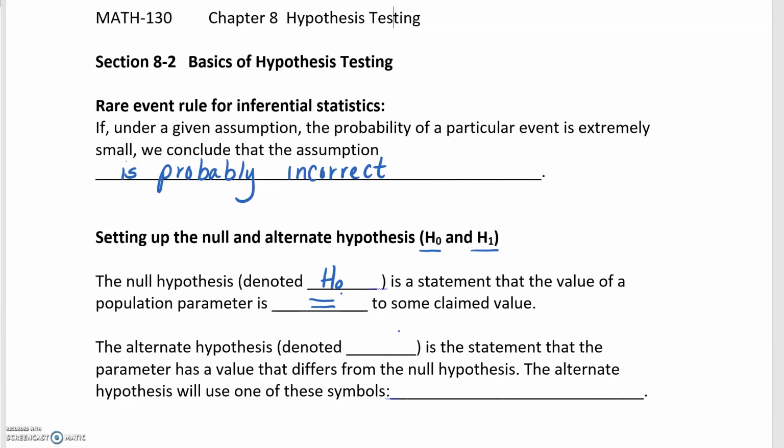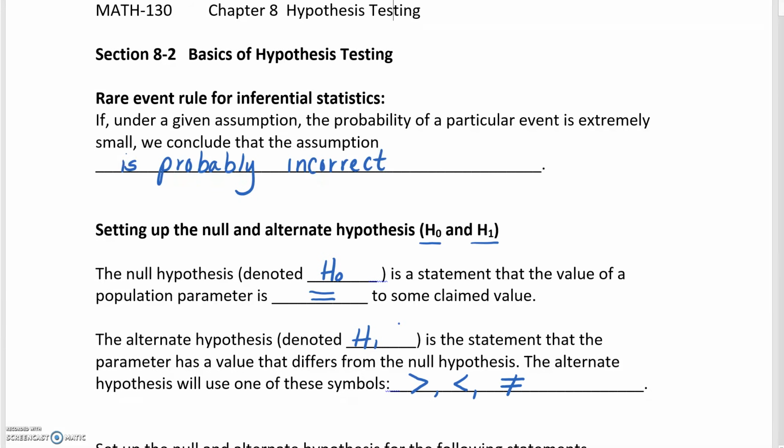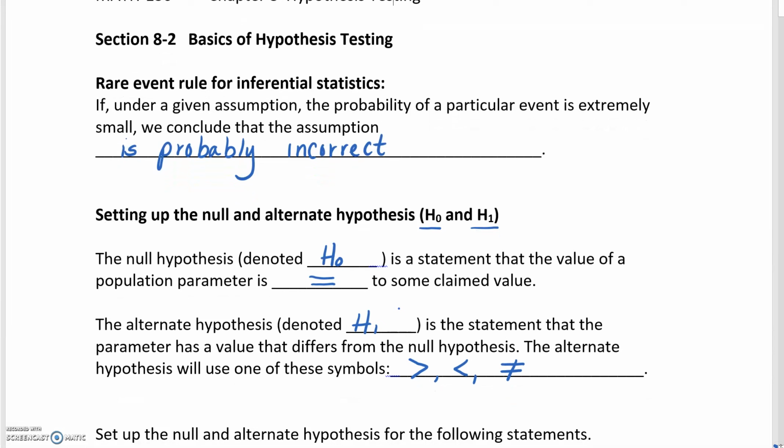The alternate hypothesis, which we call H1, is the statement that a parameter has a value that differs from the null hypothesis. So something's not equal. Now, the alternate hypothesis will use either a greater than, a less than, or a does not equal symbol. And we'll talk about how to set these up.